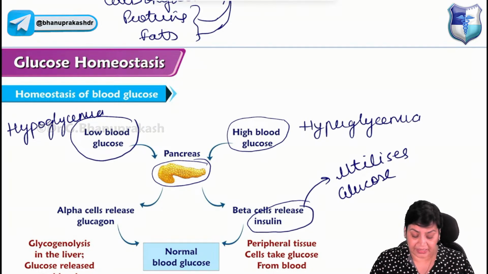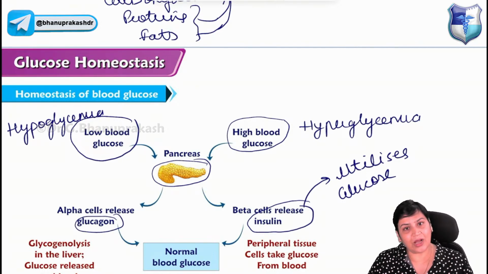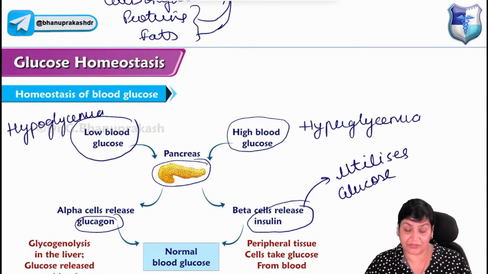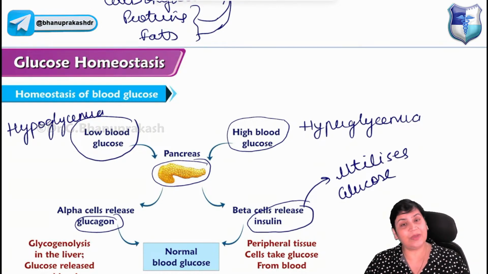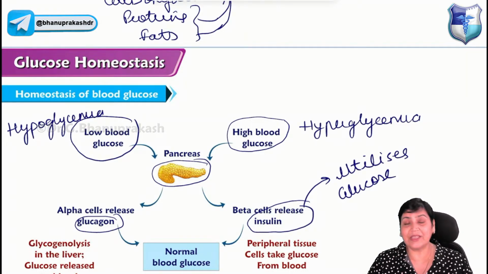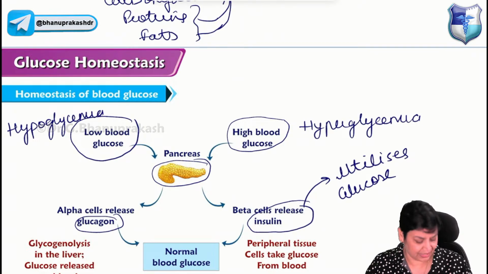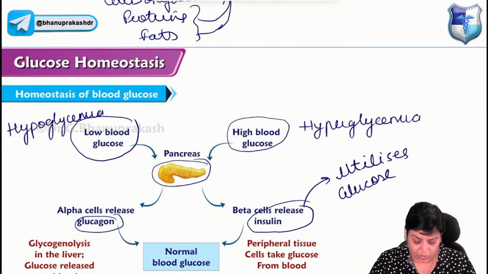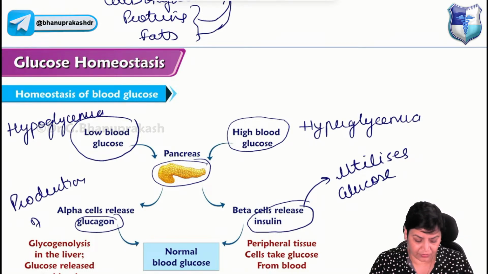On the other hand, if hypoglycemia is there, or low blood glucose is there, glucagon is released. Glucagon will form glucose. See, the difference is here glucose is being utilized because glucose is more in concentration. Here glucose is being produced because glucose is less in concentration. Clear? So glucagon will be released and production of glucose will be there.